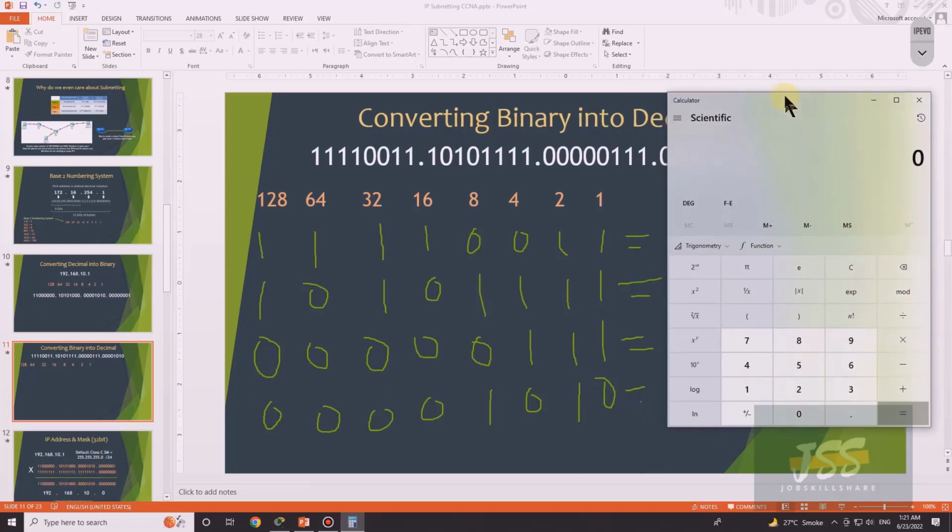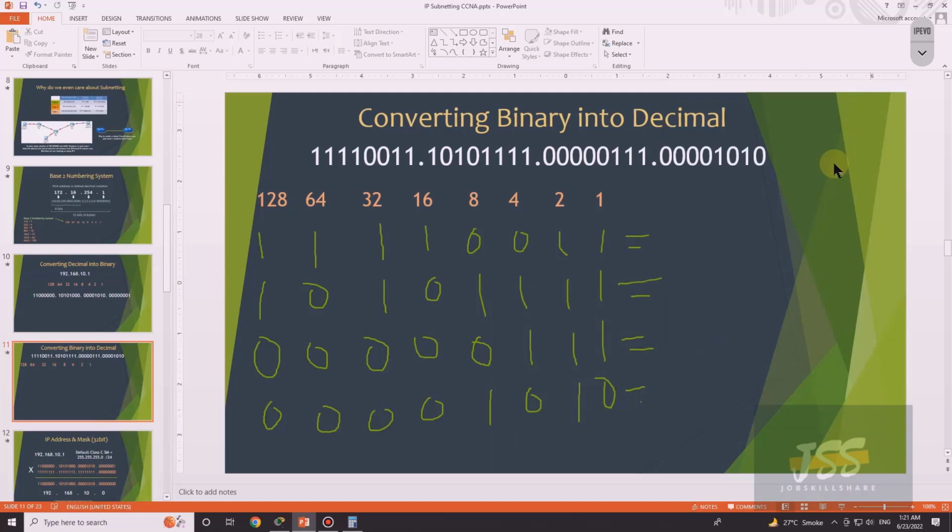So let's add 128 plus 64 because the bit is on, plus 32 plus 16 and plus 1, which becomes what? 241. So I'm going to write here 241.